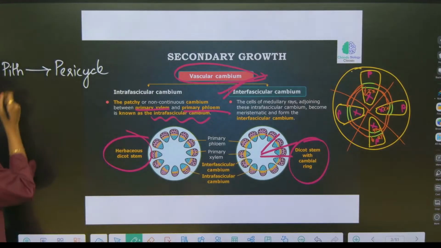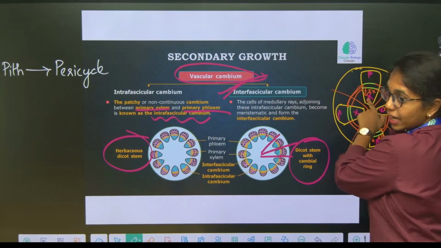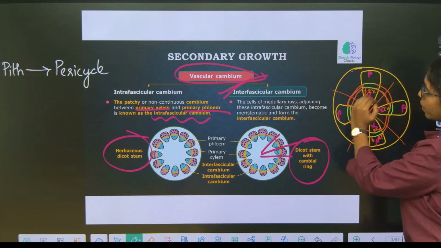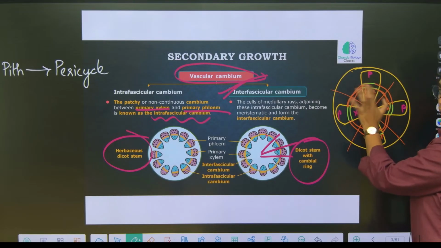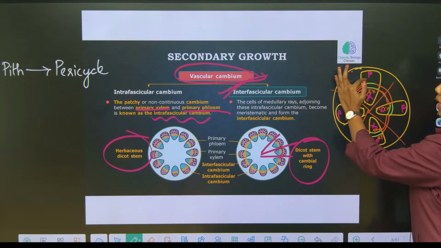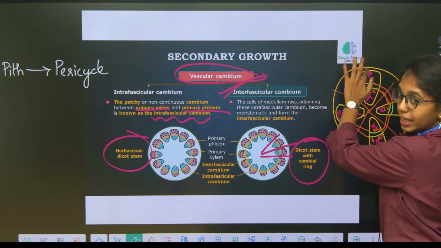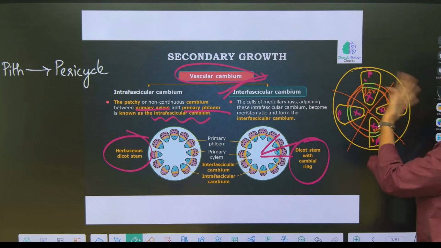First, close to the pith, what will be present? Primary xylem will be present. Because of the cambial activity, secondary xylem will be next to the primary xylem. Secondary xylem will be close to the cambial ring. Next, close to the cambial ring, what is present? Secondary phloem. Then close to the pericycle, primary phloem. And at the end it is pericycle, okay.